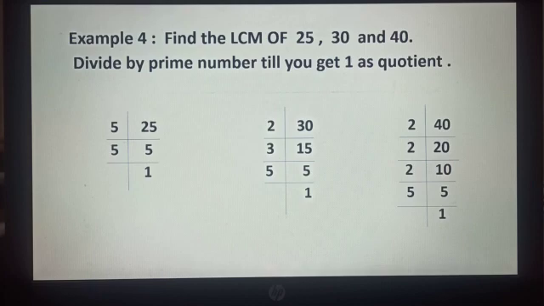Now we have to make the prime factors of 40. 40 is divisible by the prime number 2. We are getting here 20. 20 is divisible by the prime number 2. We are getting here 10. 10 is divisible by the prime number 2. We are getting here 5. 5 is divisible by the prime number 5. We are getting here 1.